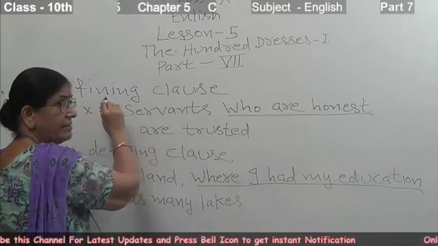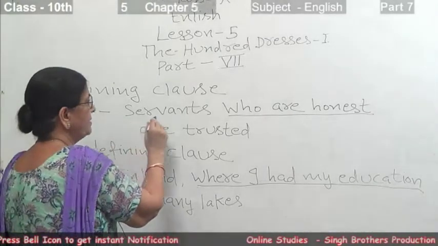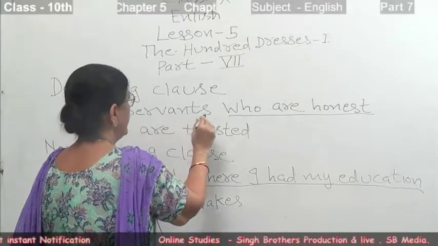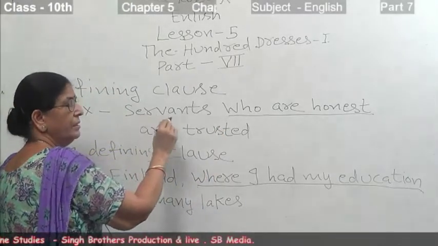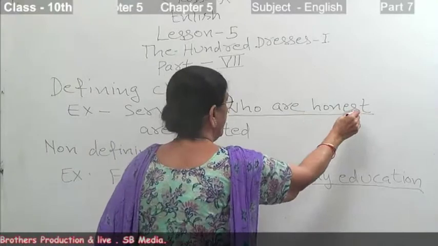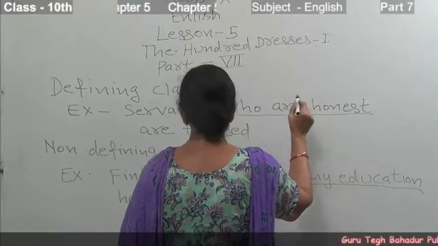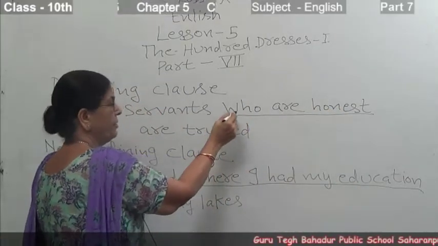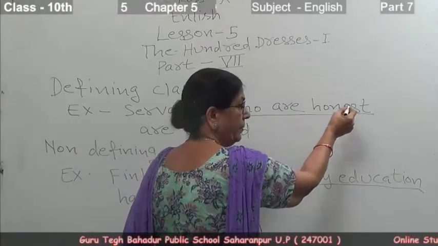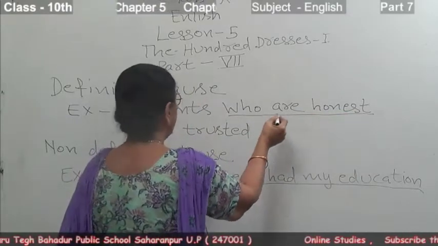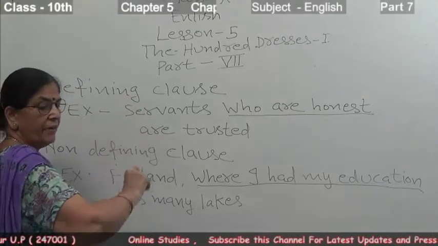In the defining clause, this clause defines the subject. Here the subject is servants. The sentence is servants are trusted. Servants, those who are honest. Who are honest is the defining clause because it has the subject, who, which stands for the servants, and are honest is the predicate. So, this clause is telling us about the subject. That is why it is termed a defining clause.